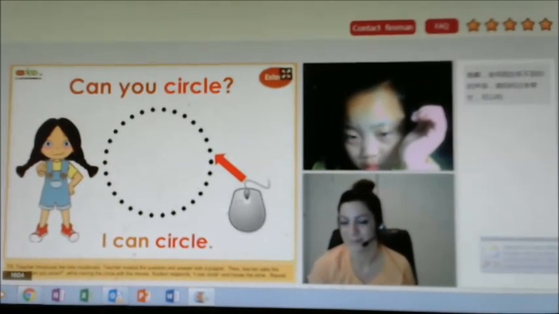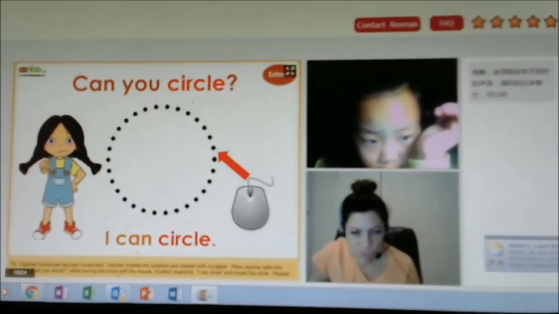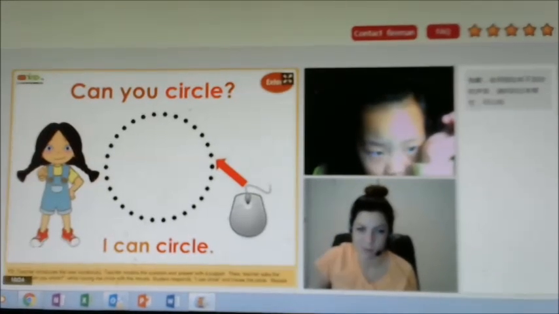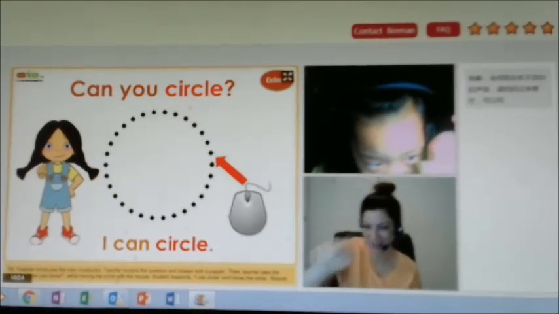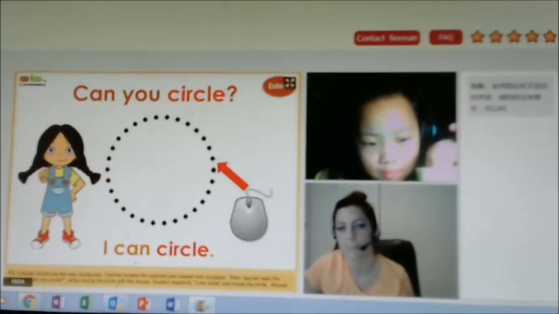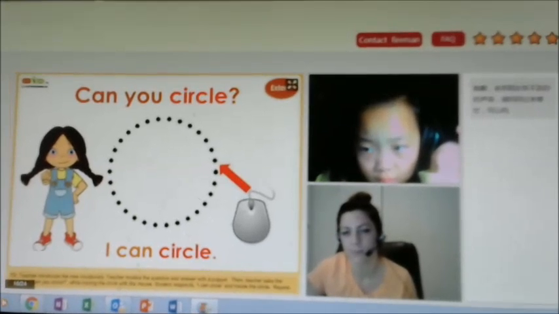Your students need to understand can you circle for the future slides in this lesson, so it's imperative that you figure out how to communicate to them. Show them your mouse, show them a circle in the air, do what you have to do, but they need to understand how to circle for the future slides in the lesson. It usually takes them a few seconds to grasp it, but be patient.